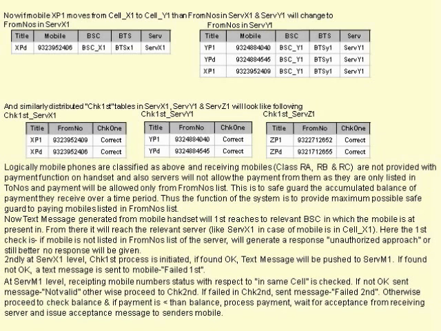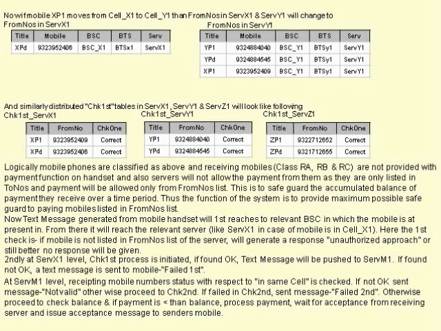Logically, mobile phones are classified as above, and receiving mobiles of class RA, RV, and RC are not provided with a payment function on the handset, and also servers will not allow payment from them as they are only listed in to numbers, and payment will be allowed only from the from numbers list. This is to safeguard the accumulated balance of payments they receive over a time period. Thus the function of the system is to provide maximum possible safeguard to paying mobiles listed in the from numbers list.